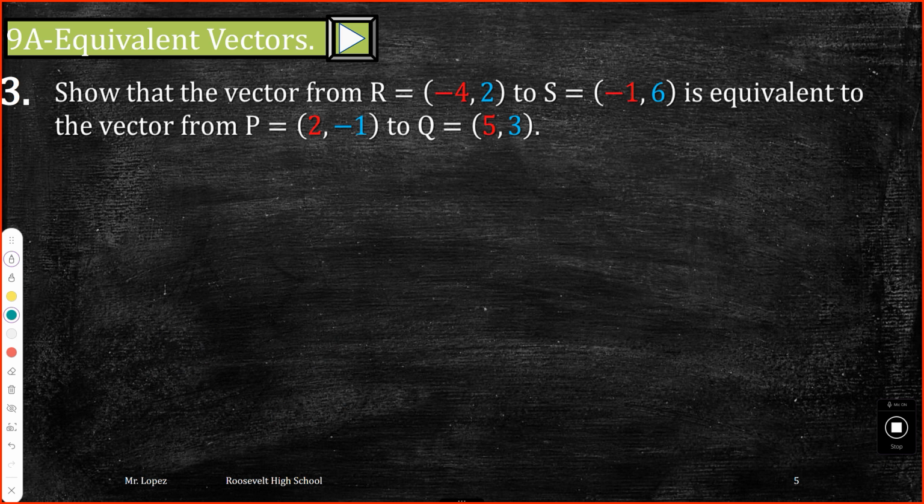So you can just find the magnitude of each vector, and if they're the same, then they are equivalent vectors. All right, so let's find R to S. Sometimes instead of putting V, you can say vector RS. And then we can just find the components of them.